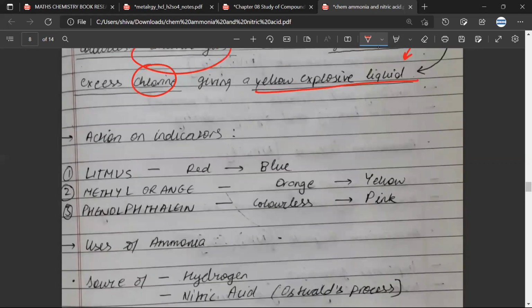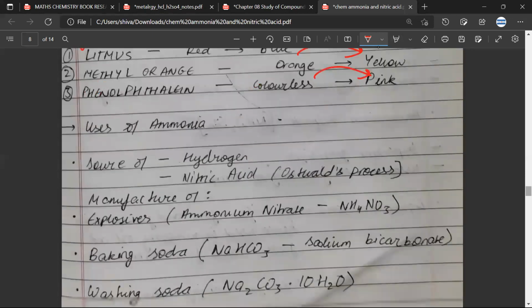Now action on indicators. It turns moist litmus red to blue, and it turns methyl orange from orange to yellow, phenolphthalein from colorless to pink. Now let's look at the uses of ammonia. So it is a source of hydrogen as well as nitric acid, Ostwald's process.